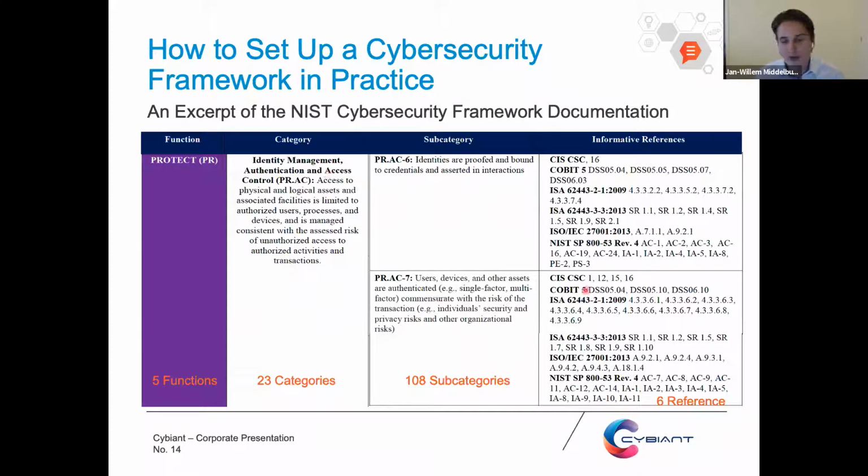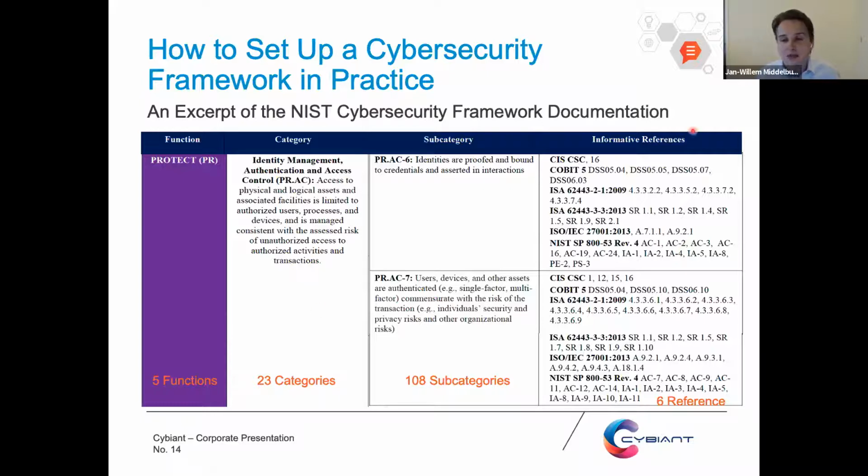So within the NIST cybersecurity framework, we typically refer to 6 different references that NIST considers as leading standards across the world on how to implement cybersecurity framework in practice. So one more time, as a high-level overview, the framework itself consists of 5 functions. Within those 5 functions, there are 23 different categories, and I always refer to these as focus areas within cybersecurity. Within these 23 categories, there are 108 subcategories, which are basically the controls that you need to have in place and the things that you can measure on a daily basis.